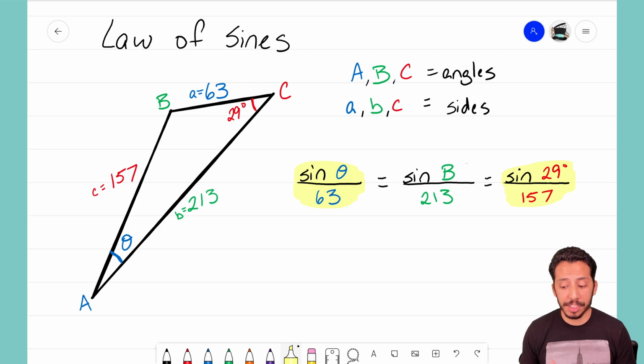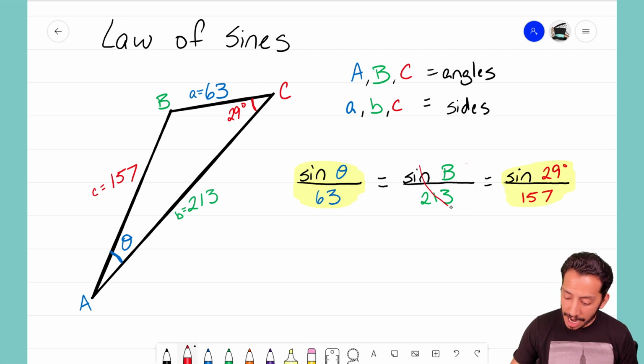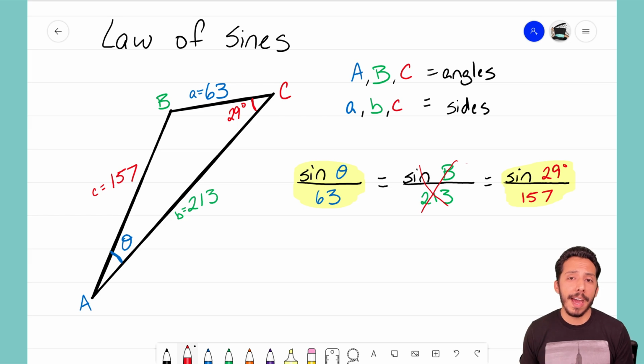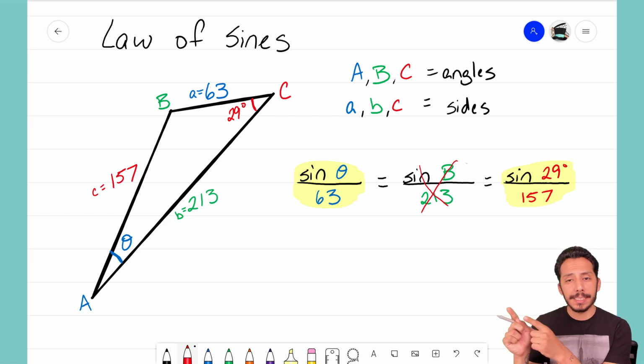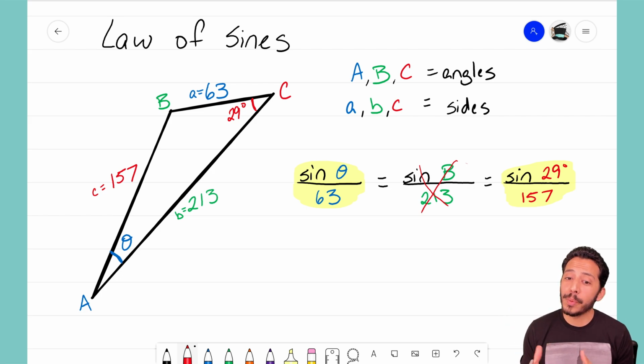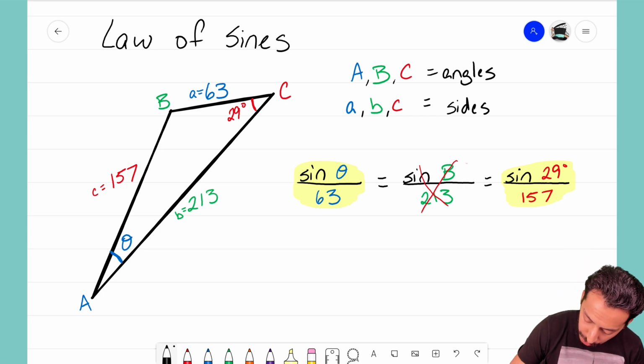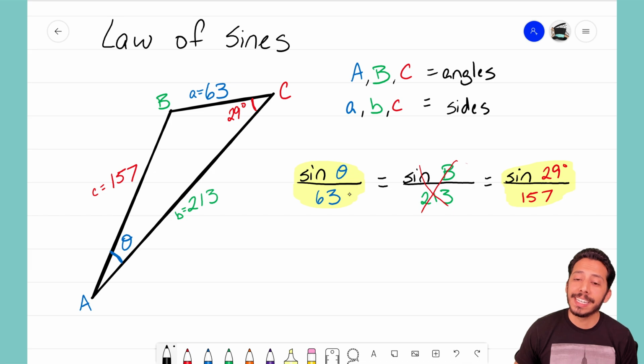I would be unable to solve that problem. So we are not going to be using that fraction there. I'm only interested in the fraction that involves my side and angle A and my side and angle C. So now that we know those are the two we'll be using, let's set them up equal to each other, because that's what this says. It says that sine theta over 63 equals sine 29 over 157.